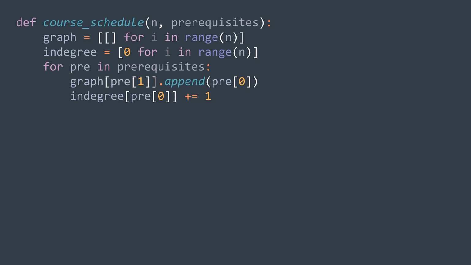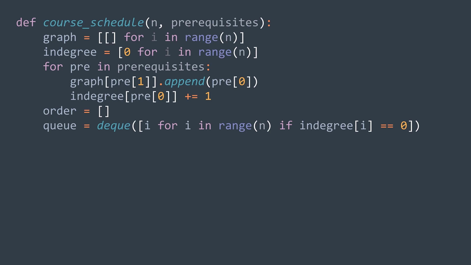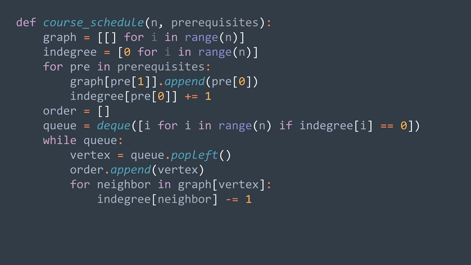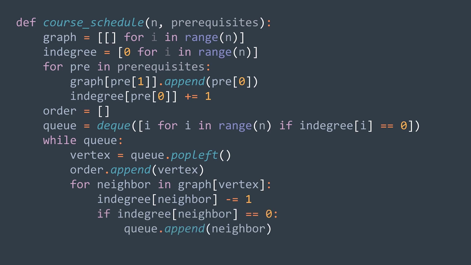Now we create an array where we will put our ordering, and a queue. The queue initially contains vertices whose in degree is 0. After it, we start traversing. While the queue still contains elements, we pop a vertex, we add it to ordering because it has no unsatisfied prerequisites, and we traverse its neighbors. For each neighbor, we decrement its in degree, and if it becomes 0, we enqueue it, as explained earlier.